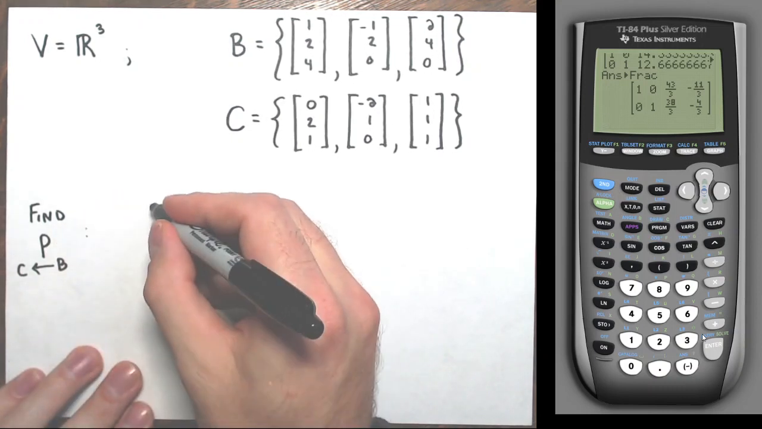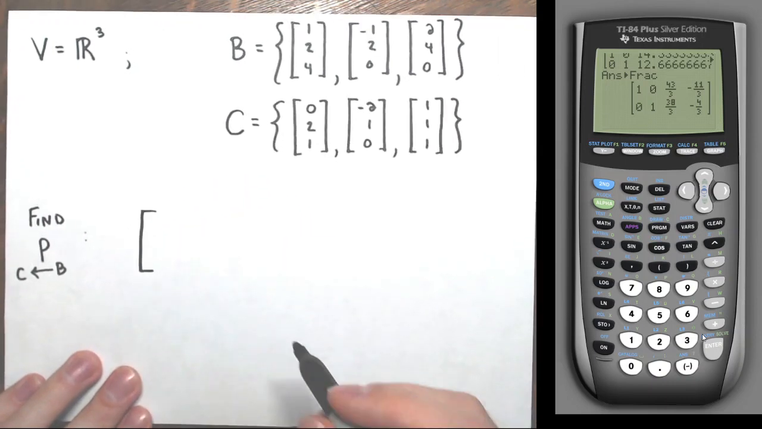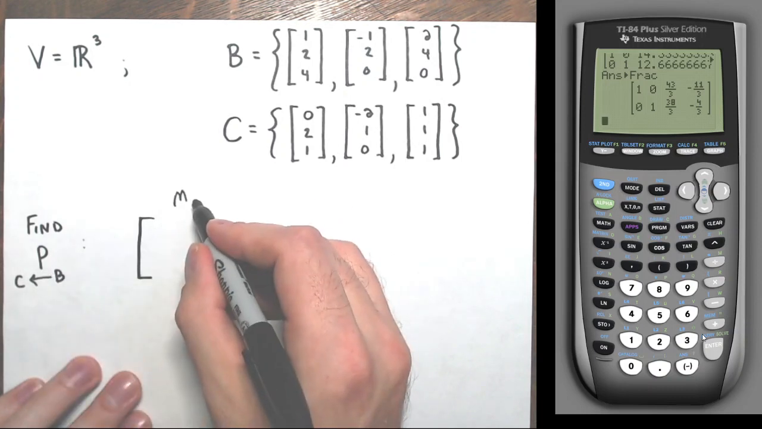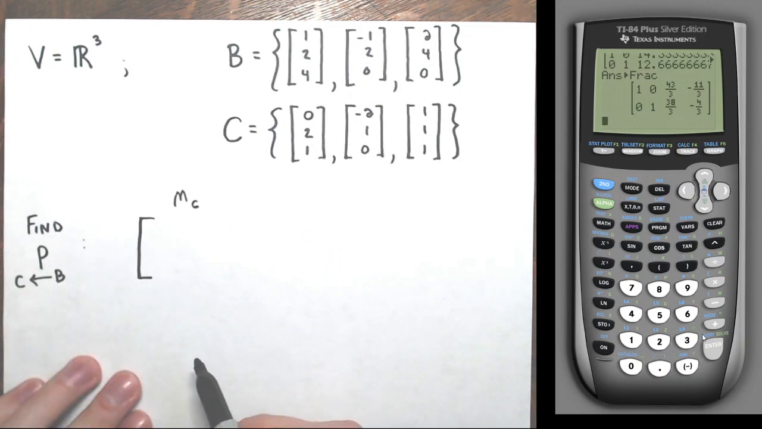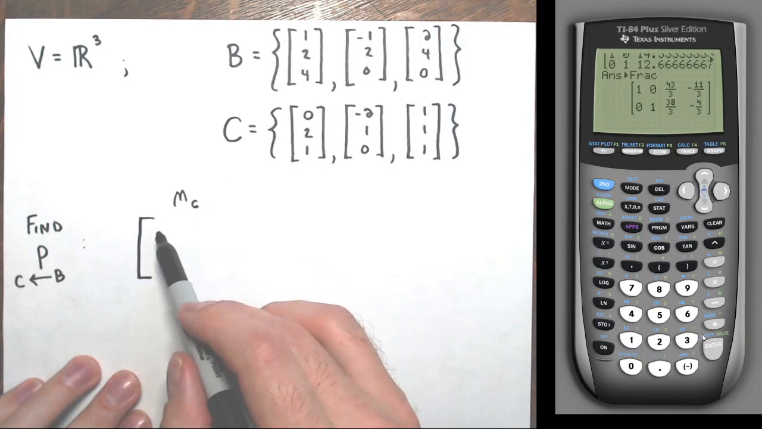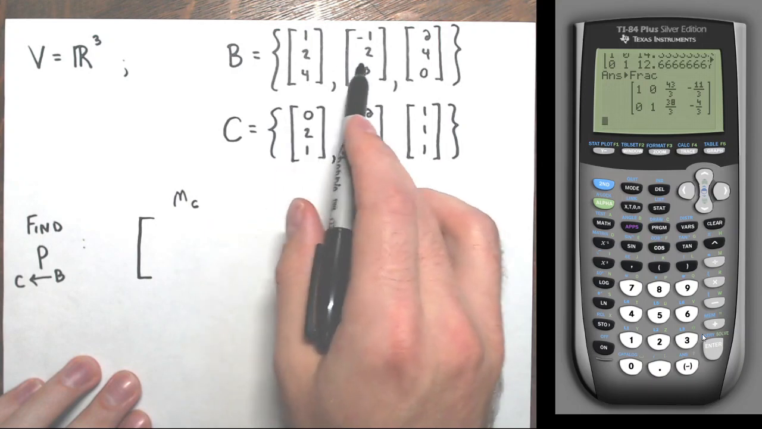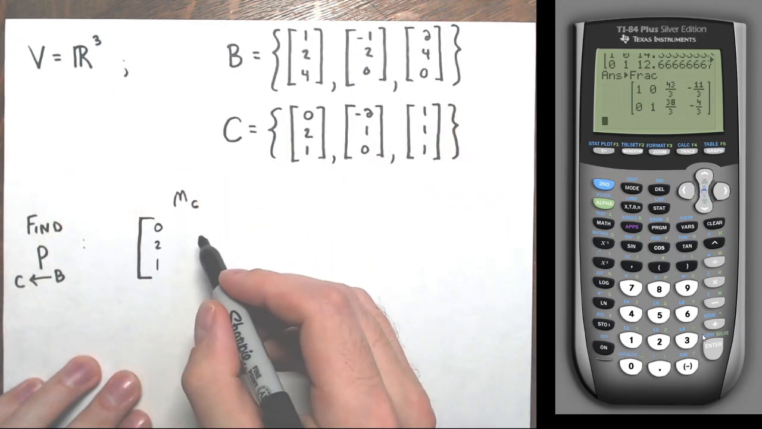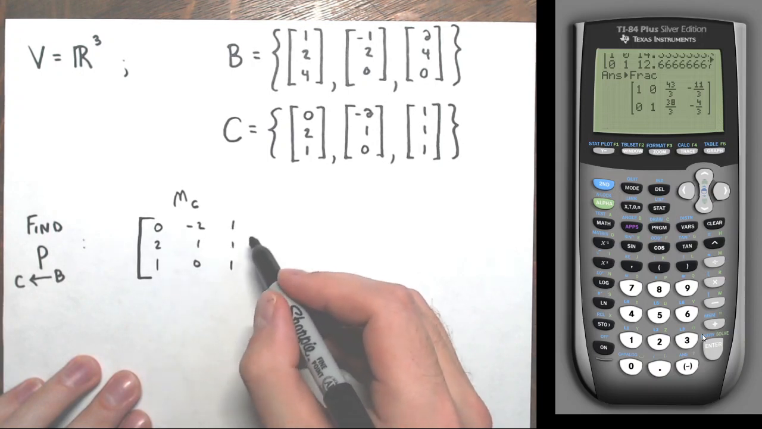So again, I know what it looks like. You're going to have this matrix, I'll call it MC. I want the C stuff on the left, B stuff on the right, based on the transition notation. So for MC, the columns are going to be the vectors of these bases of R3. These are different bases for R3. So down the first column, 0, 2, 1, -2, 1, 0, 1, 1, 1.